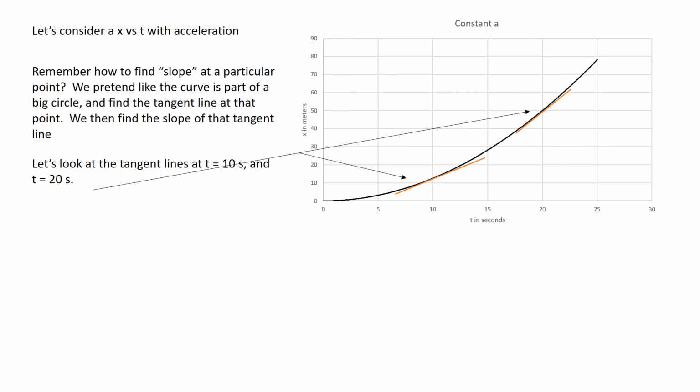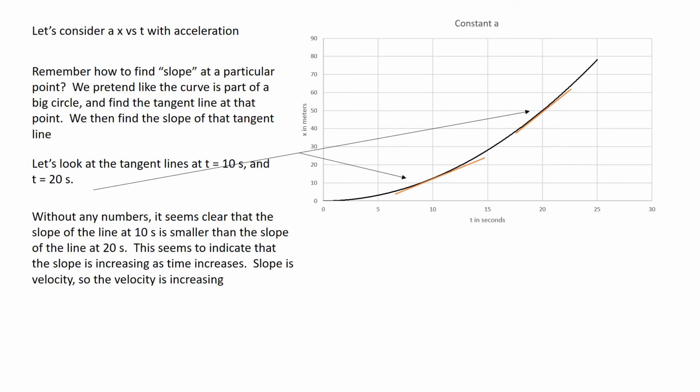Notice that the slopes of the two lines are different. Without any numbers, it looks like the slope of the line at 10 seconds is smaller than the slope of the line at 20 seconds. This would seem to indicate that the slope is increasing as time increases. Slope is velocity, so this would indicate that the velocity is increasing.